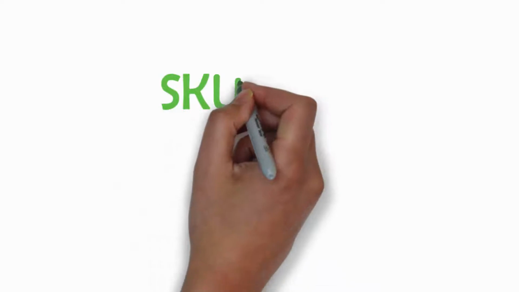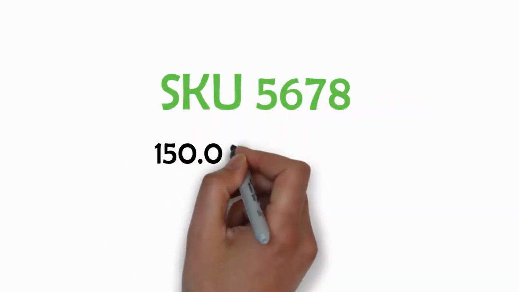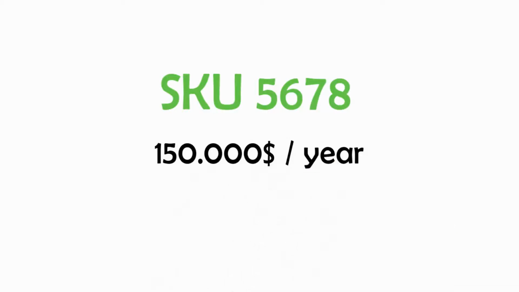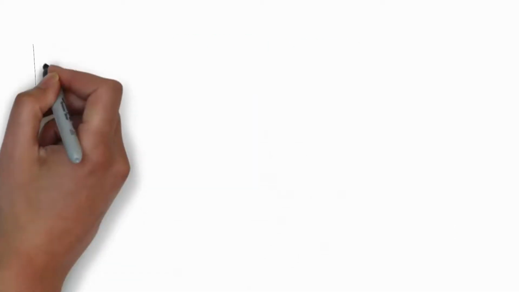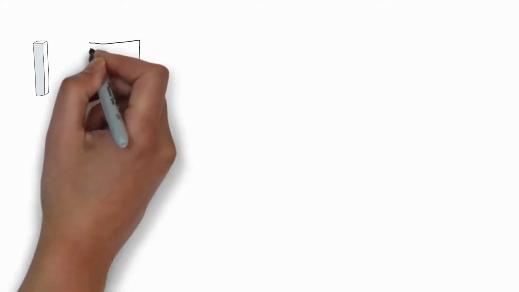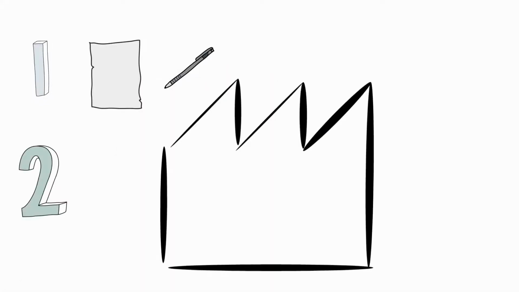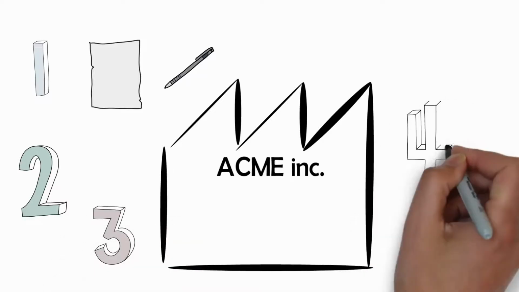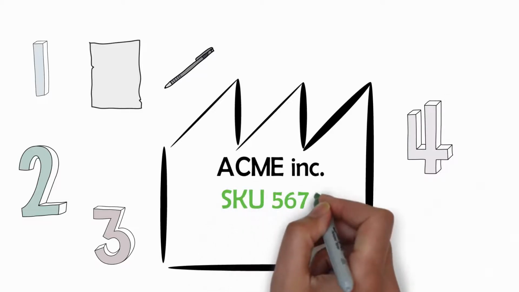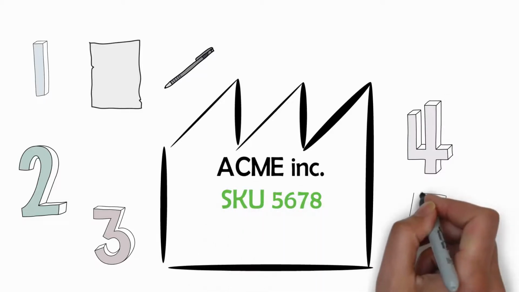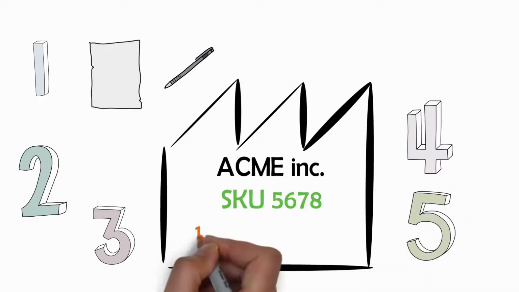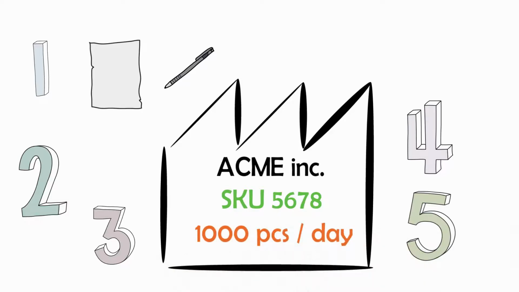Now let us imagine you have selected the SKU 5678 that generates $150,000 a year of income. These are the steps you have to follow. 1. Take one A3 sheet and one marker. 2. Draw a symbol of a factory. 3. Write the name of the customer. 4. Write the SKUs you selected. 5. Write the demand, daily, weekly, monthly, depending on the business.